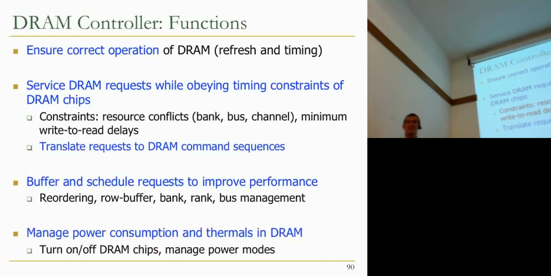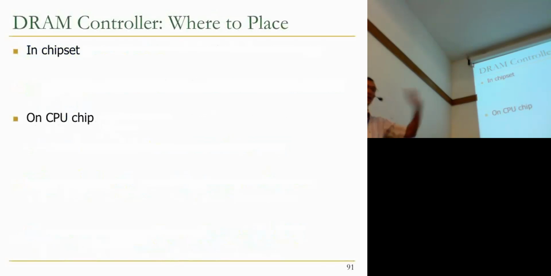And finally, if this is not enough, it needs to manage the power consumption and potentially the thermals, depending on what kind of DRAM you're managing. Right? In a 3D stack DRAM, you may need to manage the thermals. In commodity DRAM, this is not a big issue today, but power consumption is a big issue. So it needs to figure out when to turn on or off DRAM chips and manage power mode. So this is a lot of things to manage for a DRAM controller. One thing, very briefly, as an aside, we'll go back to this DRAM controller.